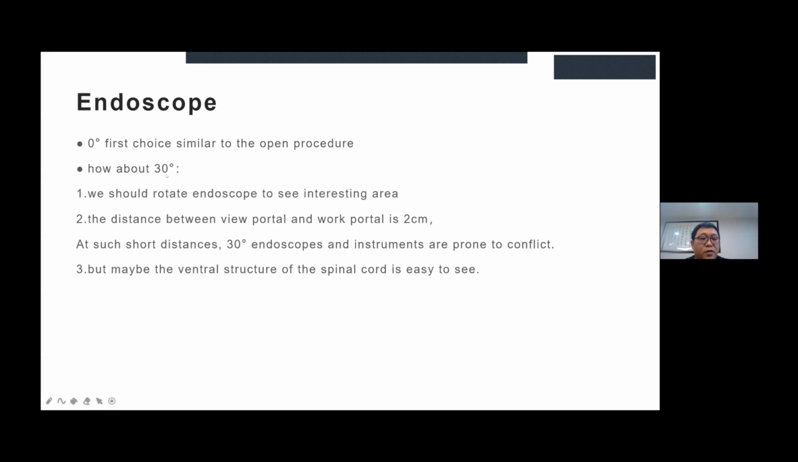How about 30 degree? We should rotate the endoscopy to see the area of interest, and the distance between the view portal and work portal is 2 centimeters. At such a short distance, the 30 degree endoscopy and the instruments are prone to conflict. But maybe the ventral structure of the spinal cord is easier to see.